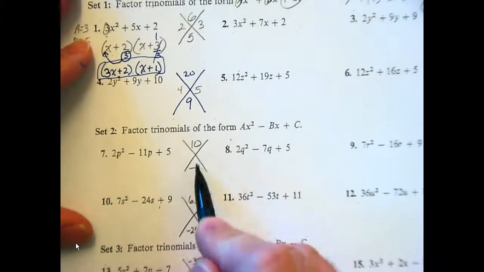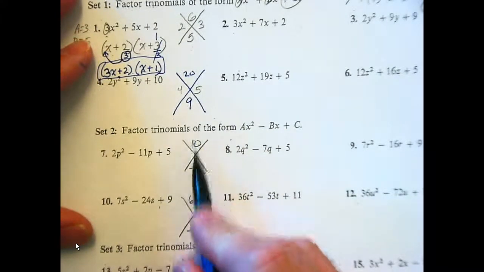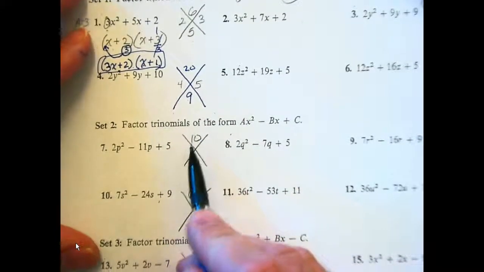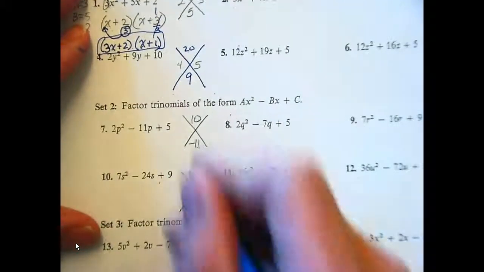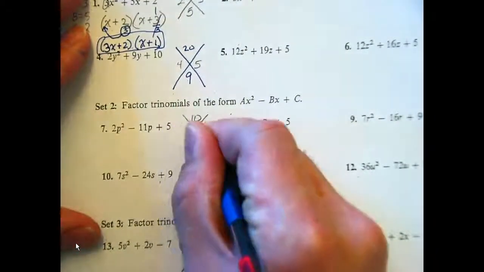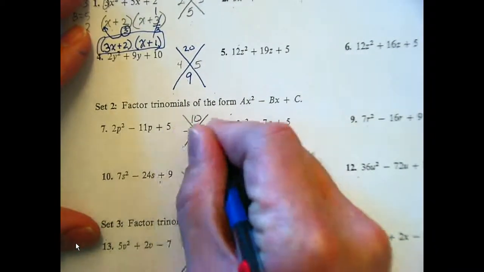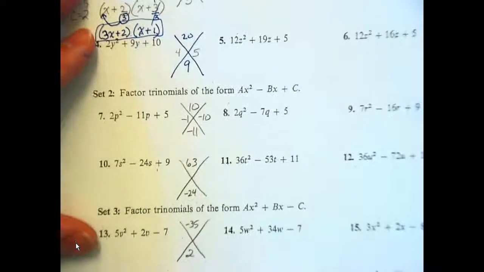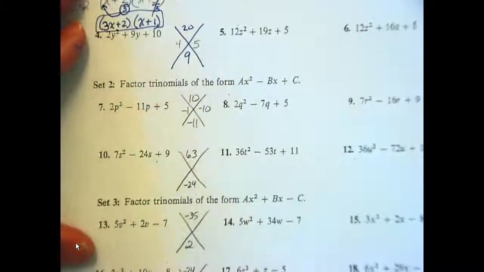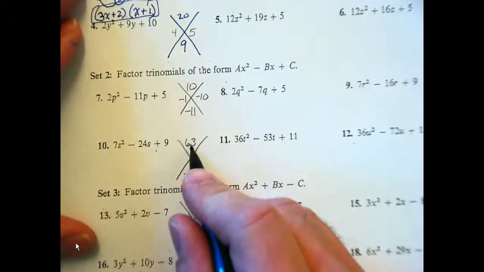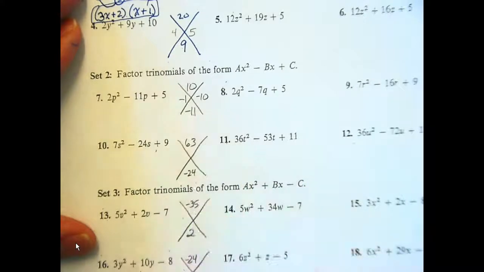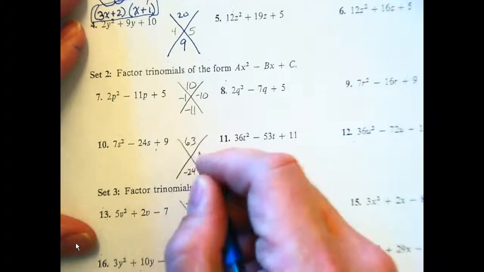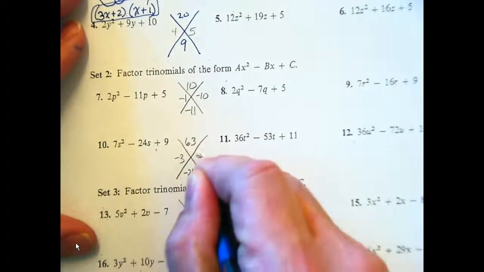1 times 10. That work? 1 times 10 doesn't work on number 7, but what does? Yeah, negative 1 times negative 10. 2 negatives multiply to make a positive. Okay, how about 63? 2 things that multiply to make 63 and add to negative 24? Negative 3, negative 21.